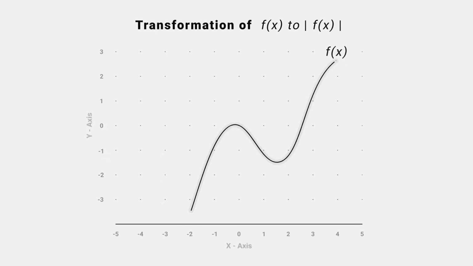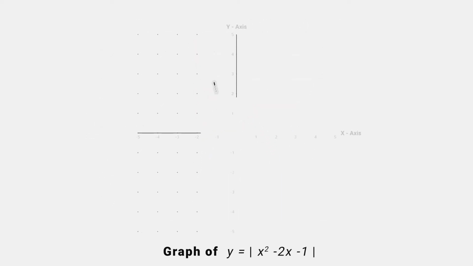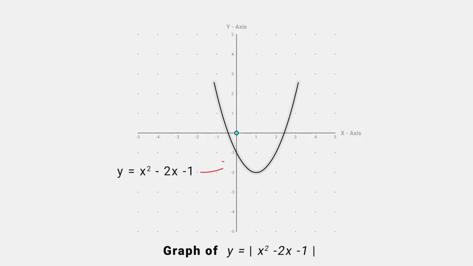When f(x) transforms to |f(x)|, we have to take the image of the negative part of f(x), using the x-axis as a plane mirror. For example, when y = |x² - 2x - 1|, now draw the function. Take the negative part of x² - 2x - 1 and use the x-axis as a plane mirror.